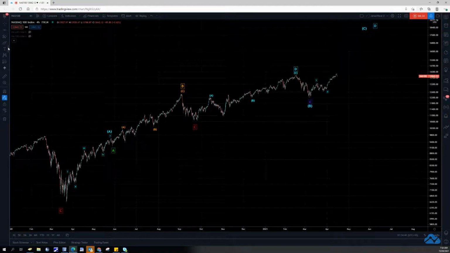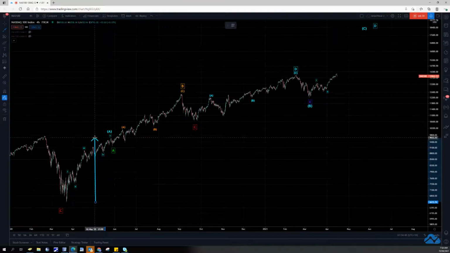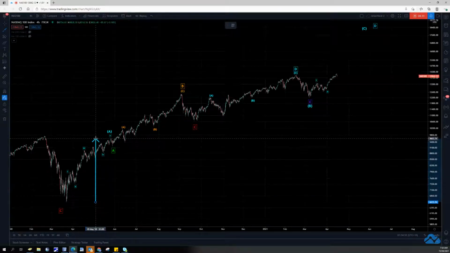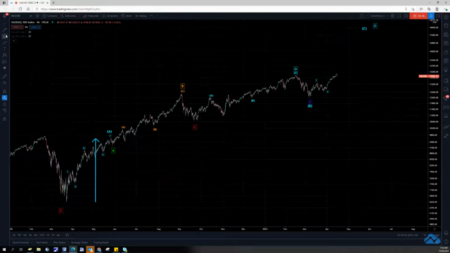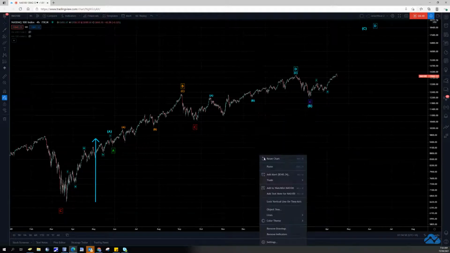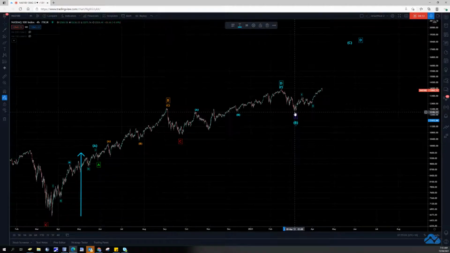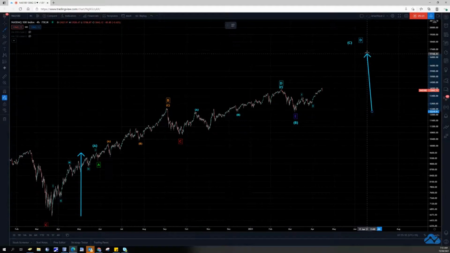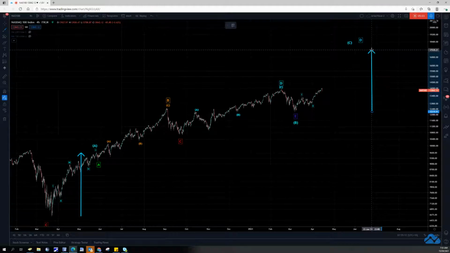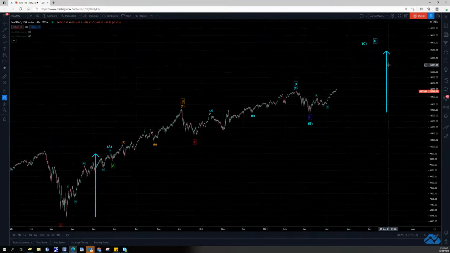So basically, wave 1 went from here to about here. And you can see 1, 2, 3, 4, 5. So that's about that length. So to get a similar length from the end of wave B would take this market to about 17,000. So that's my upside target there.